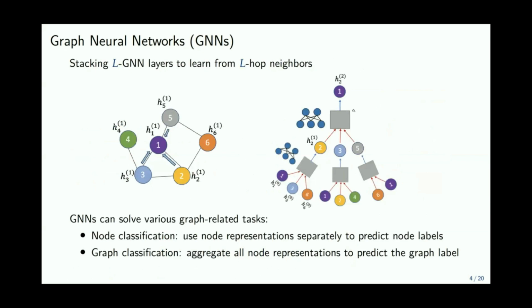When you want to learn from the L-hop neighbors, you stack L GNN layers. So for this example with L GNN layers, for updating node 1, it is going to aggregate information from its 2-hop neighbors by stacking these 2 GNN layers. And GNN can be used to solve tasks, for example node classification, using the node representations to predict the node labels. And also it can be used to conduct graph classification by aggregating all node representations to predict the graph label.